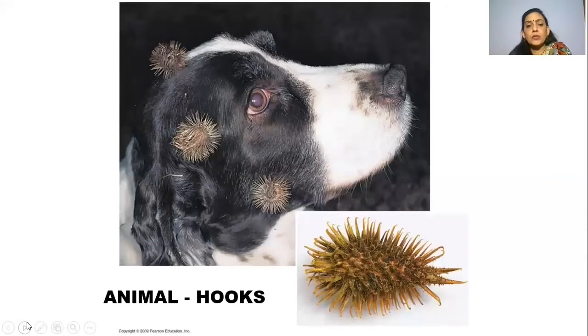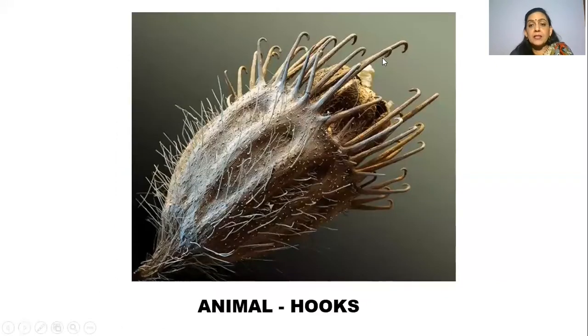See, they've shown you also here. They are stuck to the dog's body, to the fur of the dog. And when the dog comes out, it will scratch them off or shake its head and get rid of them, and they will go and fall in a new place. This again, see here, you can see the hooks so clearly. So these hooks go and attach to the skin or the fur of animals.